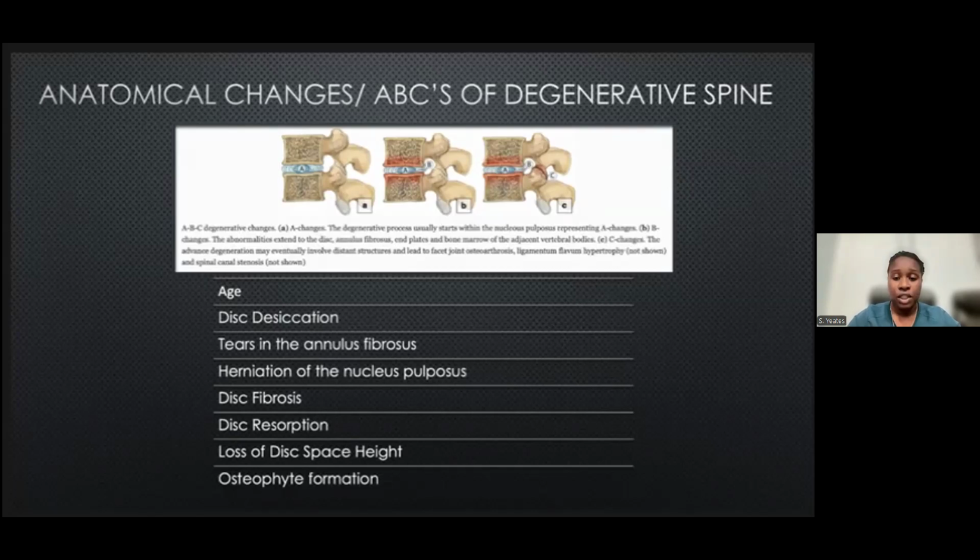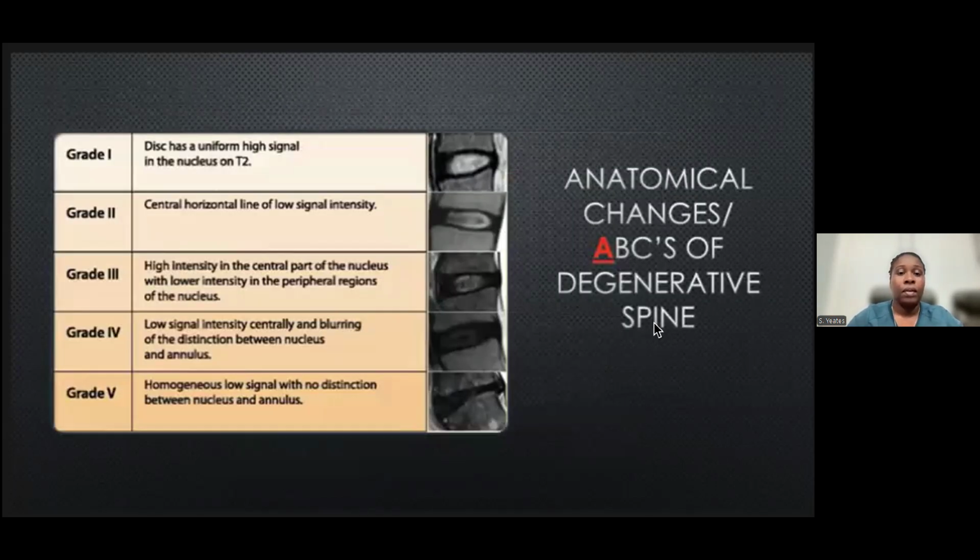And then you have C changes, where you have the advanced degeneration that may eventually involve distant structures and lead to facet joint osteoarthritis, ligamentum flavum hypertrophy, and spinal canal stenosis. So A changes, as I said, are the degenerative process that starts with the nucleus pulposus.